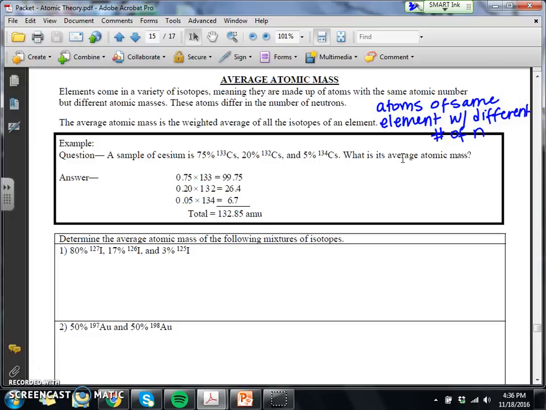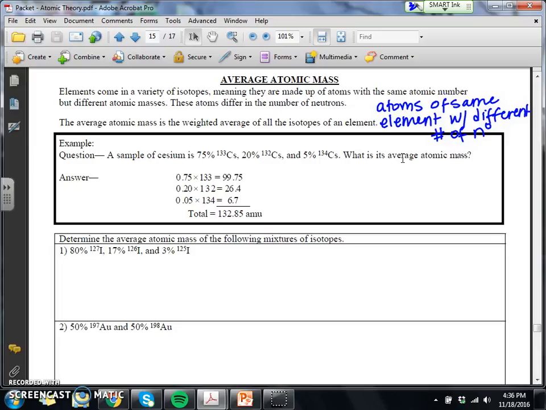Now, if I have a different number of neutrons, that means my mass is going to change. And so when the mass changes, then we have to take an average. But not all of these isotopes are equally abundant.